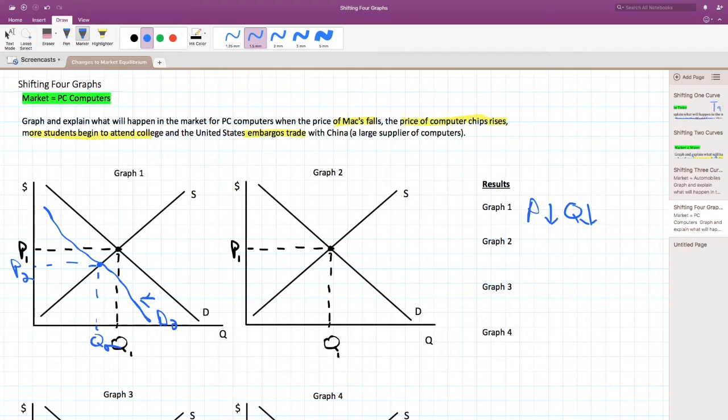Price of computer chips rises. Computer chips are going to be an input cost. If inputs are more expensive, supply is going to shift to the left. Go to graph my curve moving. Okay, this is going to be my new price and quantity, P2, Q2. In graph 2, price rises, quantity falls.